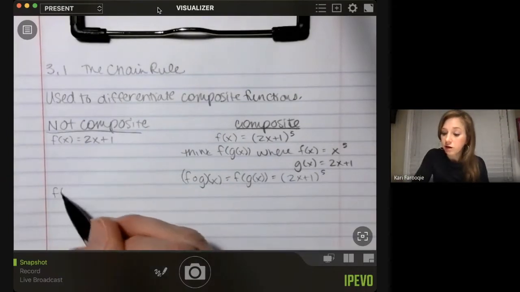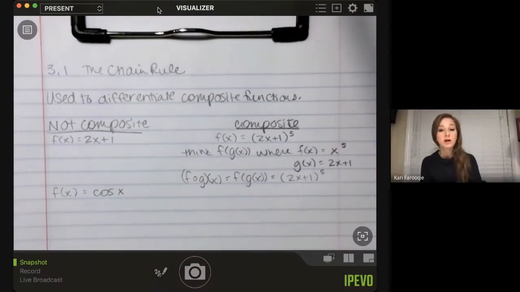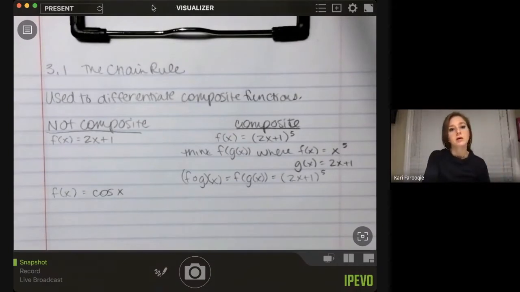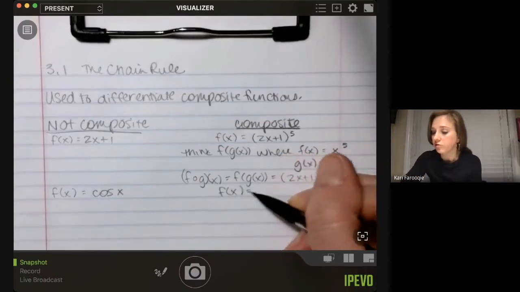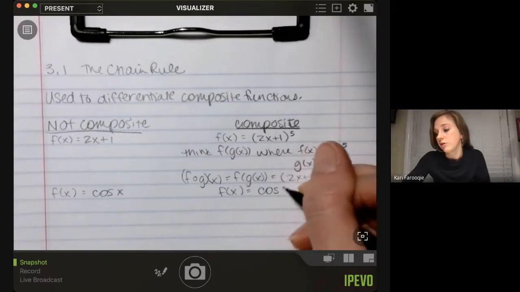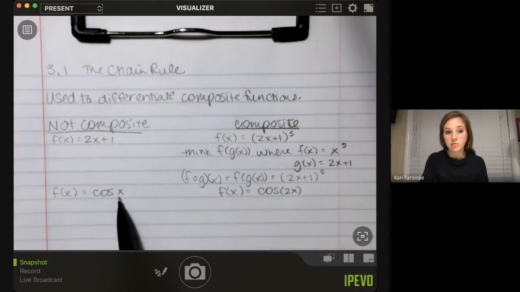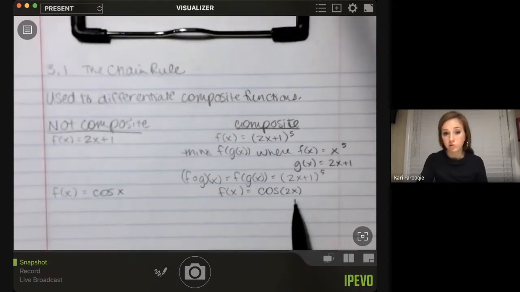Another function that would be not composite that you would have seen in the last chapter would be something like f of x equals the cosine of x. So if f of x is equal to the cosine of x, you don't have an outside and an inside function. The difference for this section and using the chain rule is you're going to be looking at functions that are, instead of cosine x, something like the cosine of 2x. So in this case, your inside function would be 2x, and the outside function would be cosine x, if you were to compose two functions together to create that. So not a composite function. This one's composite. This one would require the chain rule.